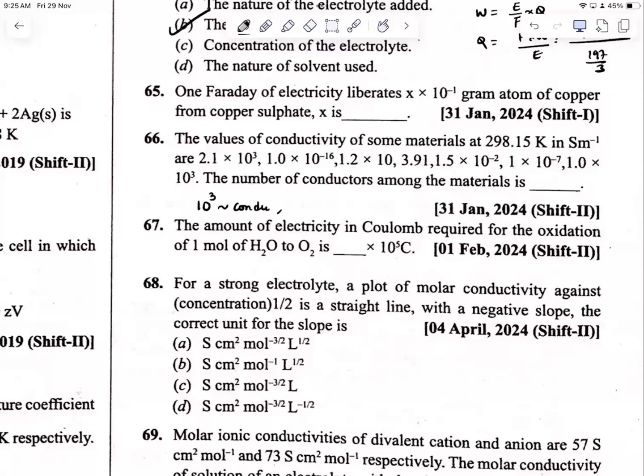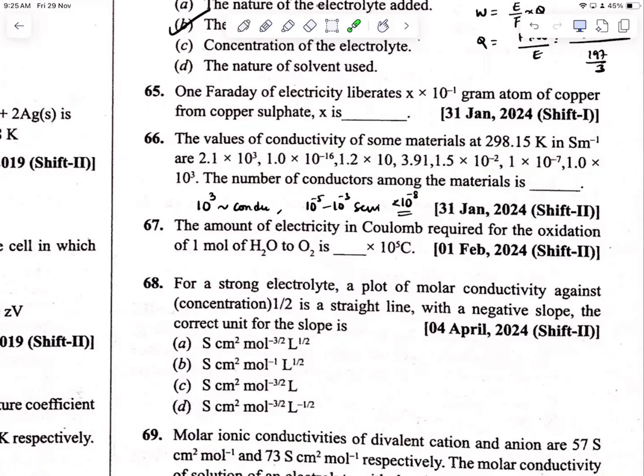And if it is lying between 10 raised to the power of minus 5 towards 10 raised to the power of minus 3, that is semiconductors. If it is very less, 10 raised to the power of minus 8 and less, correct? Then that is going to be insulators.